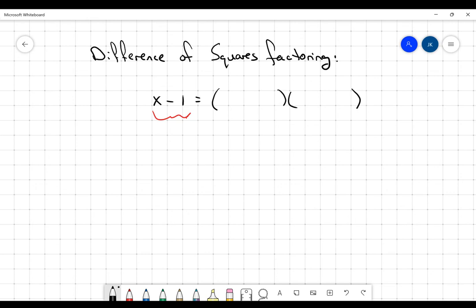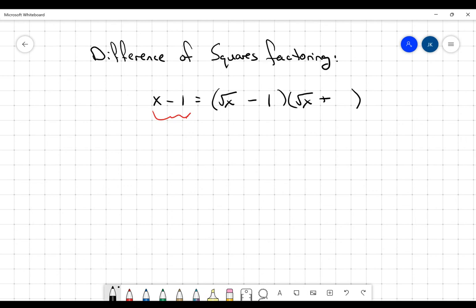So to make this a difference of squares, I'm going to create a binomial conjugate, which means what I'm going to start with is the square root of that first term. In this case, the best I can say is the square root of x. And then this will be minus, and this will be plus because I'm creating binomial conjugates. Okay, this is the difference of squares factoring.